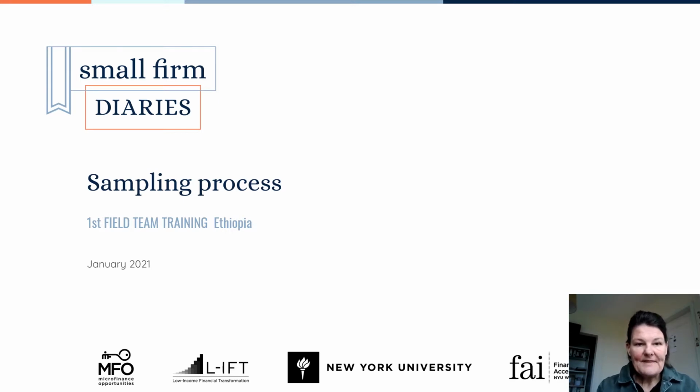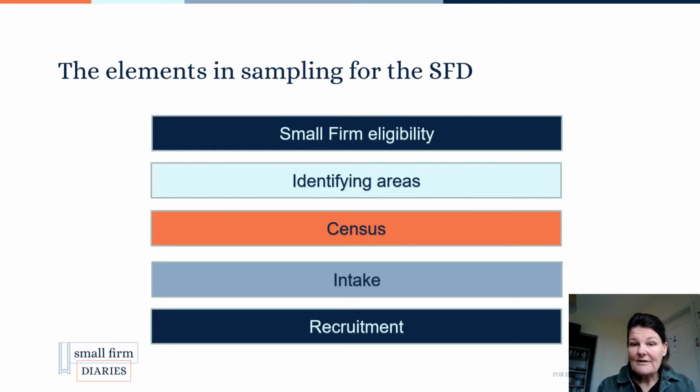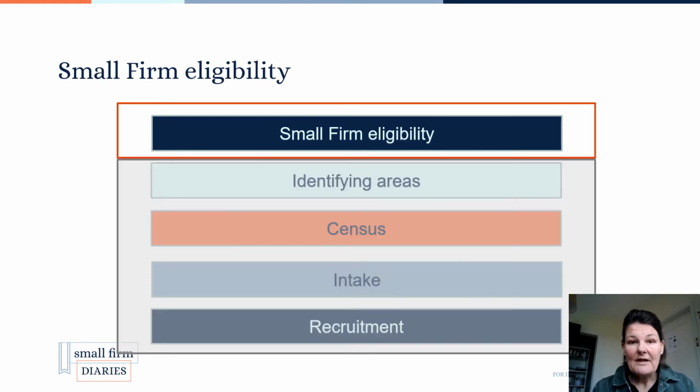This is going to be a relatively fast presentation, giving you a good overview of the sampling process for the whole Small Firm Diaries project. There are 5 stages or 5 elements in the sampling process, and I'm going to tell you about each of the 5 elements. So the first stage is the small firm eligibility.